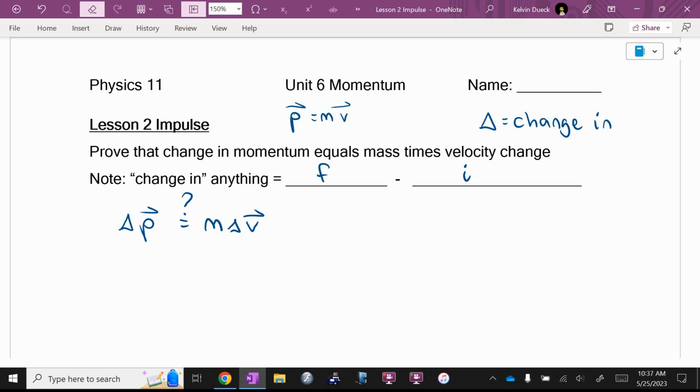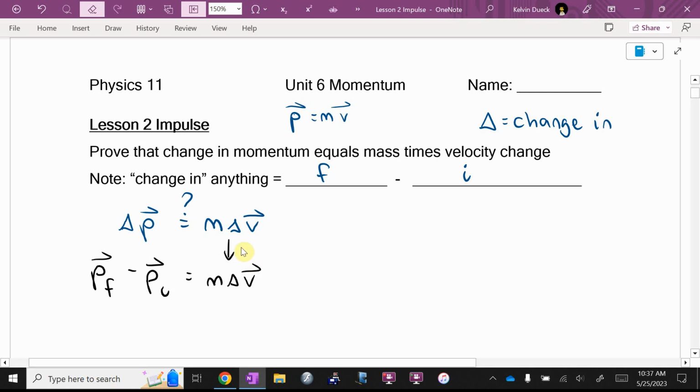Maya, what's change in anything? I'm going to try and make the left side turn into the right side. So the first thing I'm going to do is go momentum final minus momentum initial, because that's what change in actually means. And then I'll just drop this down, m delta v.